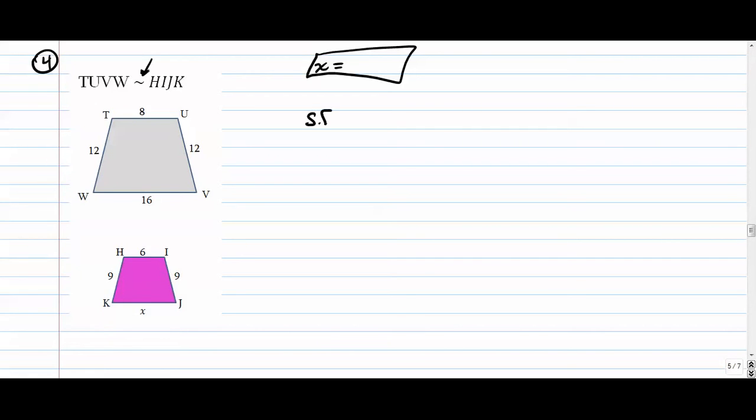First thing you need to do is find your scale factor. To find your scale factor, just pick any two corresponding sides that are given. I'll pick 12 and 9. So we have 12 over 9. Both divisible by 3, so it's 4/3. That's our scale factor. That's going to unlock every other missing value for us.